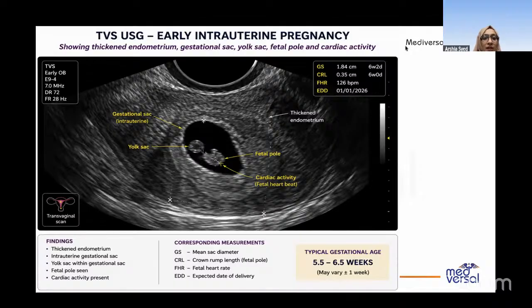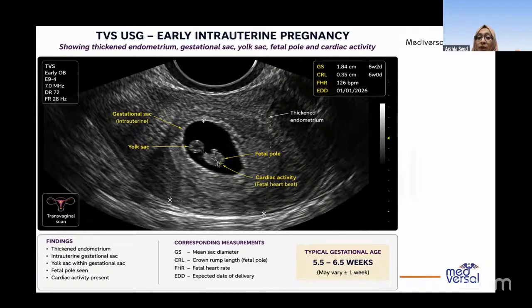As we discussed, the first thing that happens inside the uterine cavity is that you will find the endometrium to be thickened first, as early as 4 weeks. Then the next to appear is the gestational sac. After that, the yolk sac will appear. Next to appear would be the fetal pole. You will be able to record the crown rump length of the fetus. That is how you'll be able to determine how many weeks the pregnancy corresponds to.